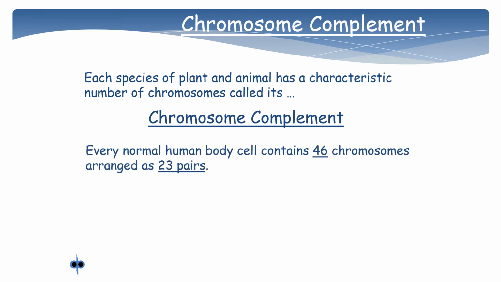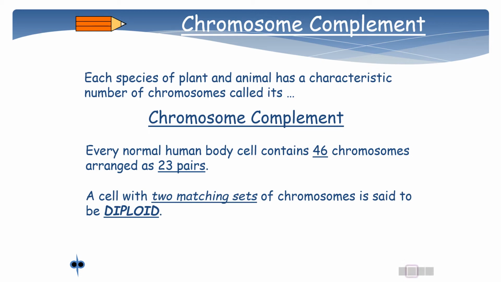Every normal human body cell contains 46 chromosomes arranged as 23 pairs. A cell with two matching sets of chromosomes is said to be diploid. You can remember this as di means two, and we'll come back to this when we look at reproduction. So take a note of what chromosome complement means.